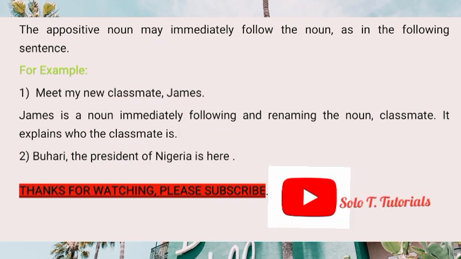The example two says Buhari, the president of Nigeria, is here. So if you look at the two nouns here, Buhari and the president, they are all nouns appearing in the same place and they are referring to one person. You can switch this one. You can say the president Buhari is here. The president of Nigeria, Buhari, is here.